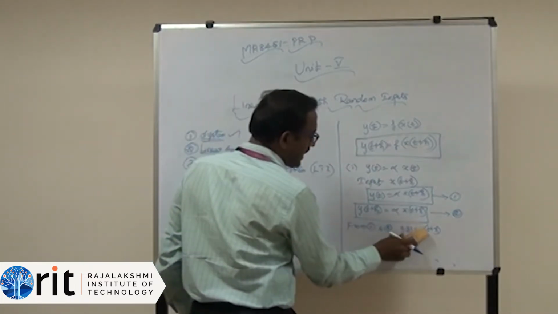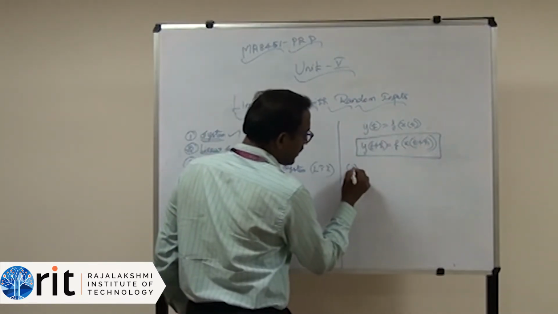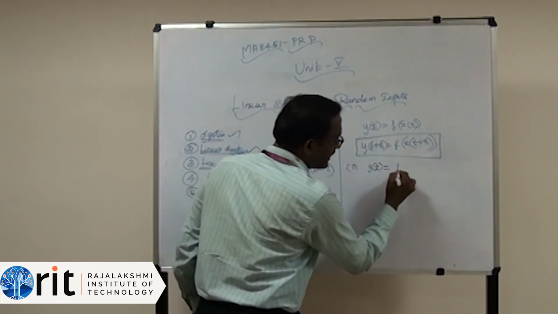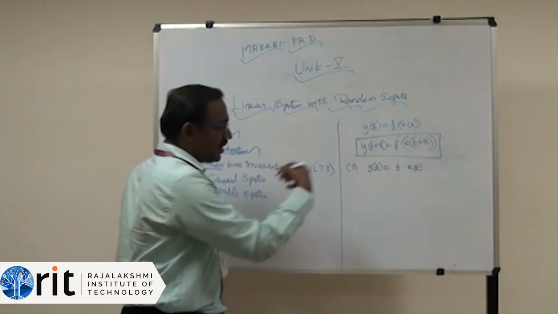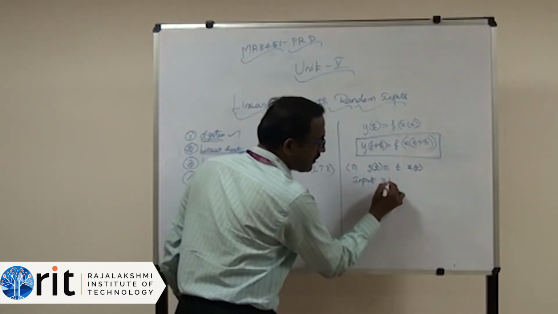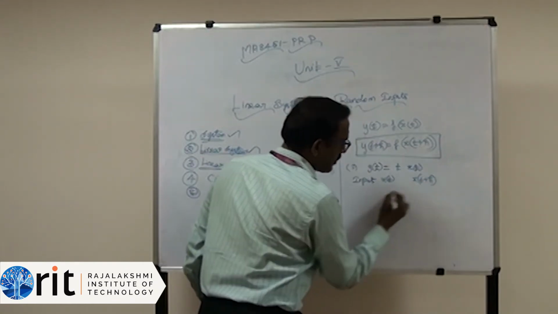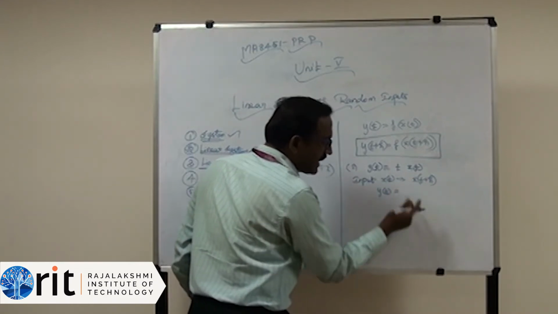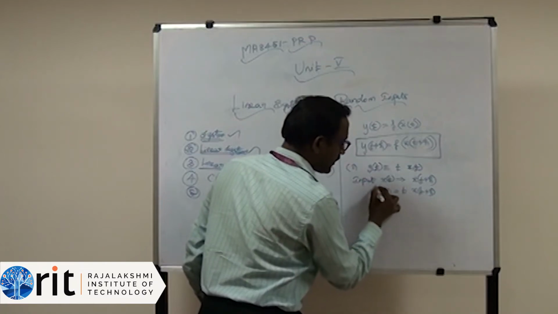Suppose we need an example which is not a time invariant system. Can you give one? y of t equal to t into x of t. I would like to take this as another example. If I change the input, instead of x of t, give the shift x of t plus h. The output y of t equal to t into x of t plus h. That is y of t.